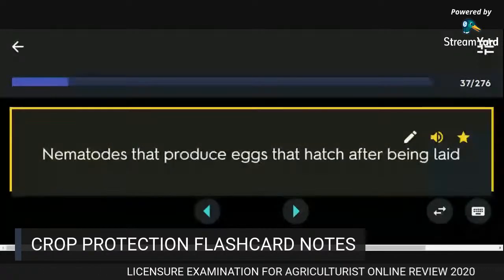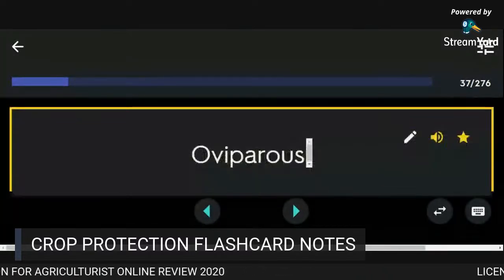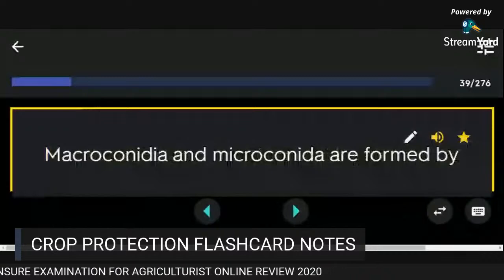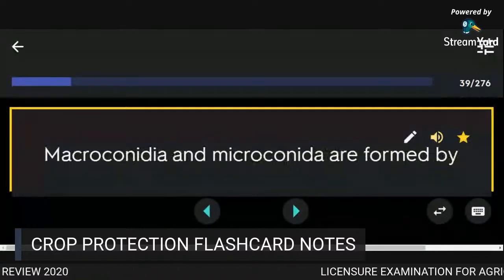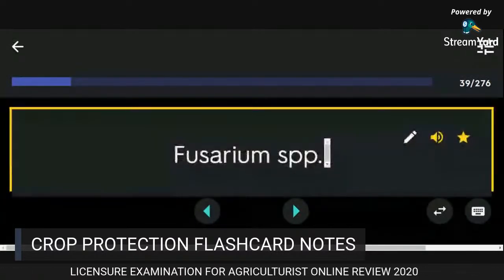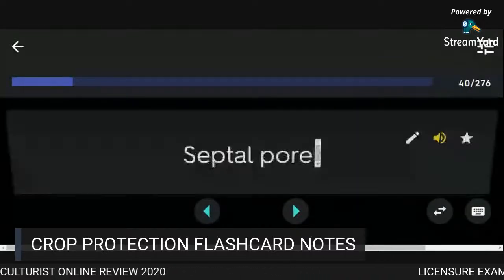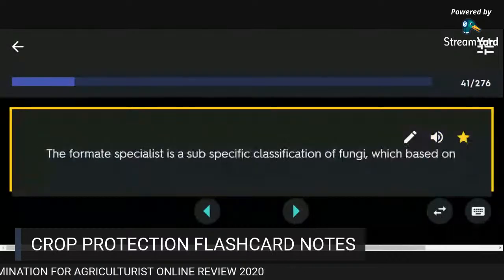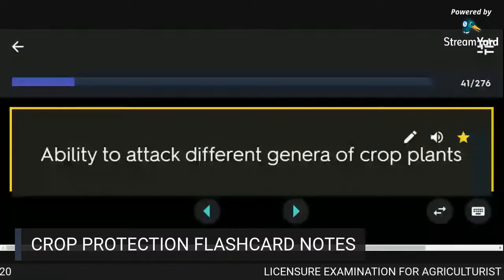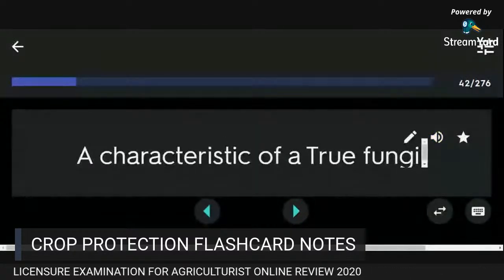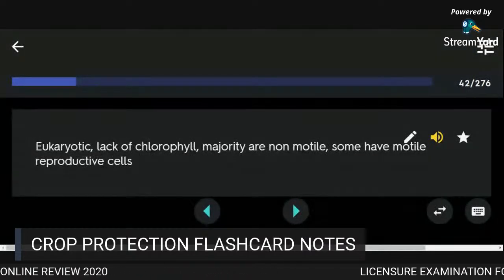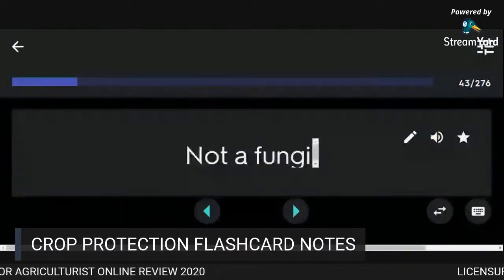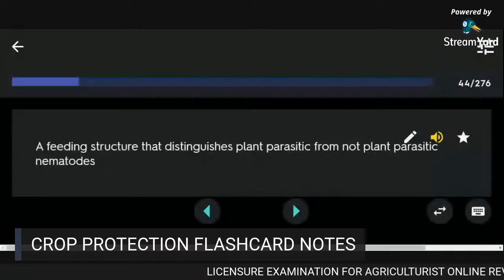Nematodes that produce eggs that hatch after being laid: oviparous. Germ theory of disease author: Louis Pasteur. Macroconidia and microconidia are formed by... A characteristic hyphae found only in basidiomycetes: septal pore. The forma specialis is a subspecific classification of fungi based on ability to attack different genera of crop plants. A characteristic of true fungi: eukaryotic, lack of chlorophyll, majority are non-motile, some have motile reproductive cells. Algae: not a fungus. A feeding structure that distinguishes plant parasitic from non-plant parasitic nematodes: stylet.